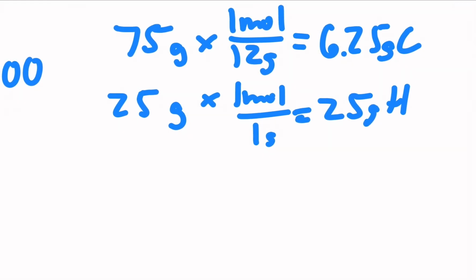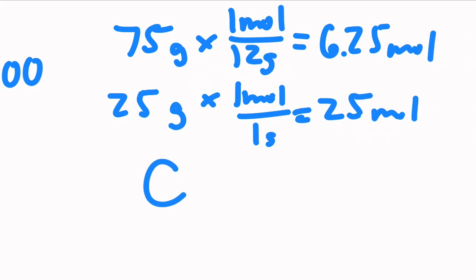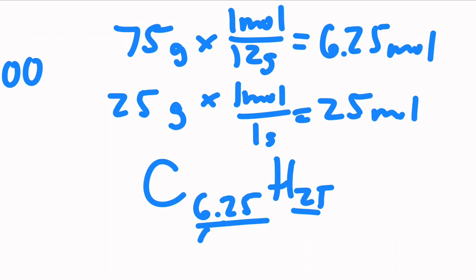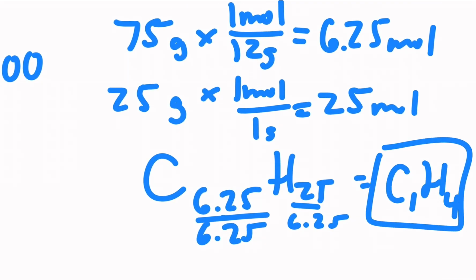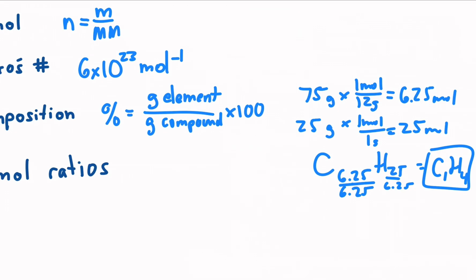of carbon. Sorry, not grams, those are mole values, aren't they? Those are mole values, because we're converting them into moles. So my formula would be C 6.25, H 25, and then you normalize. That means divide both by the smaller of the set, and you would get a 1:4 ratio. So it's possible you might have to turn a formula into a percentage or percentages into a formula, but they're essentially the same thing, just in different directions.